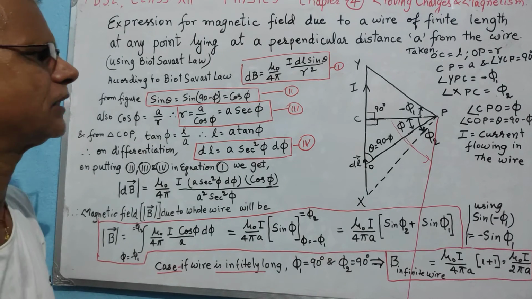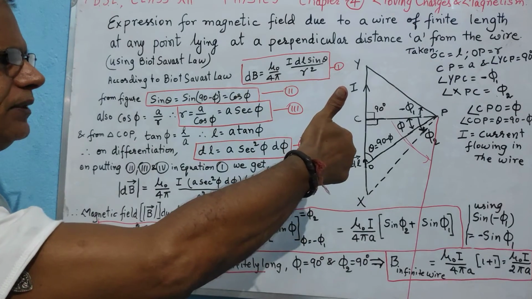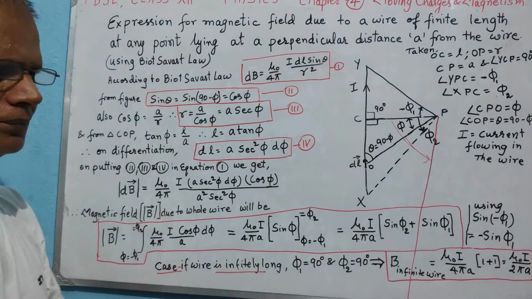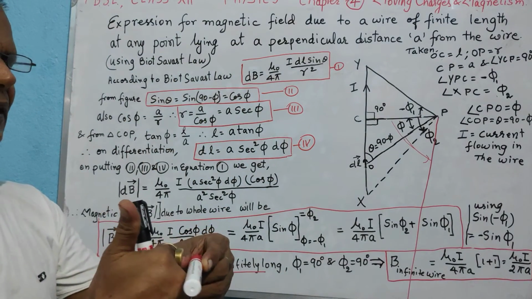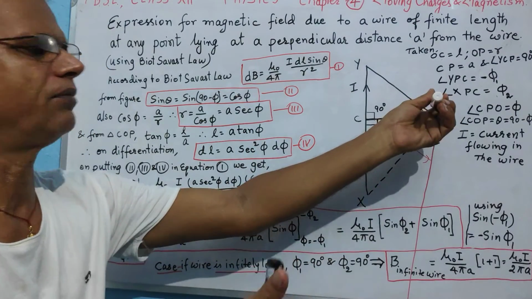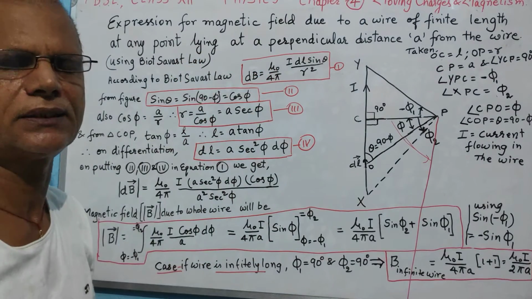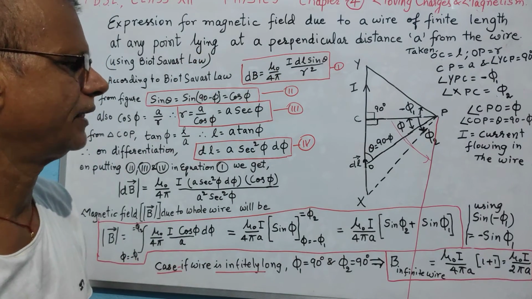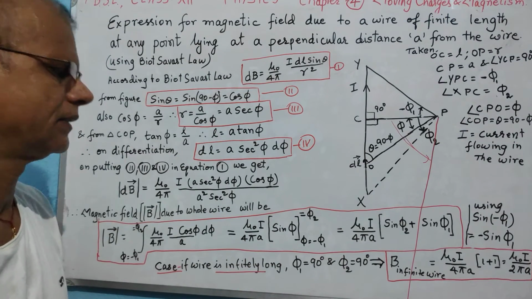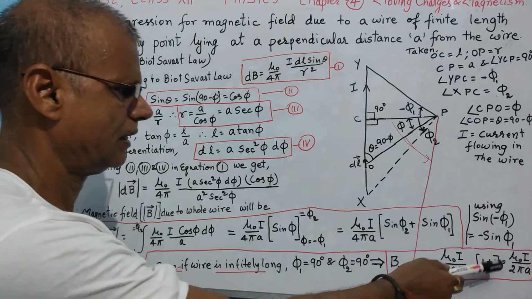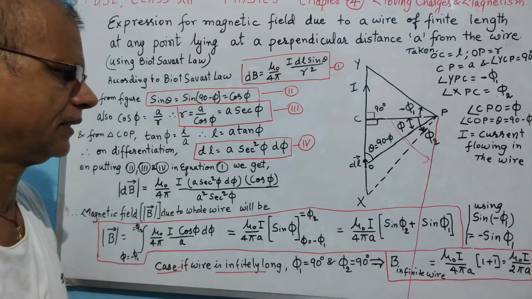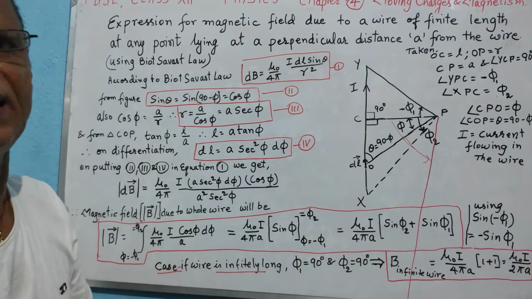Of course, about the direction of magnetic field, you catch hold of the wire and the tangent drawn on the curved finger gives you the direction of magnetic field. That means in this case it is away from the students, away from you. So that way we got the direction of magnetic field, and the magnitude of magnetic field are these two, mu 0 I by 2 pi a for infinitely long, and mu 0 by 4 pi a into within bracket sin phi 1 plus sin phi 2.